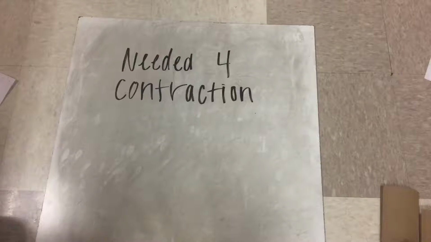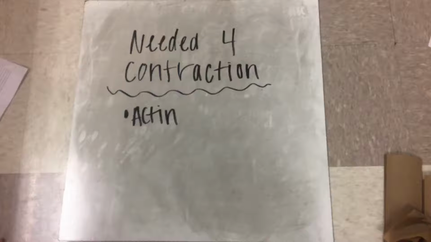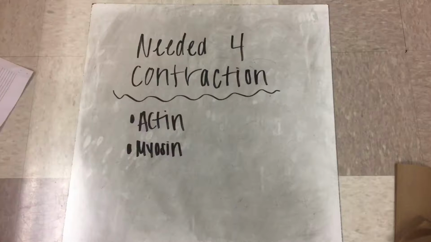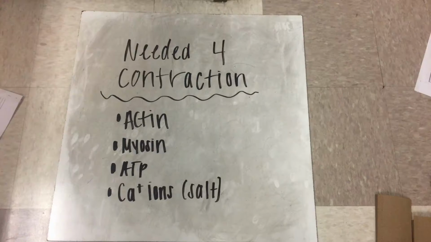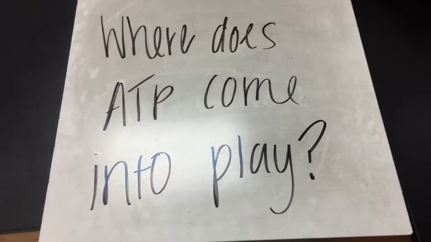All of the things needed for contraction are actin, found in the myofibril, myosin, also found in the myofibril, ATP, which binds to myosin to provide energy for muscle contraction, and then calcium ions, which allow tropomyosin to move away from the active sites, but we'll talk more about this later. But where does ATP come into play?